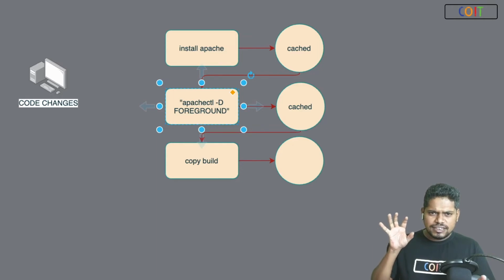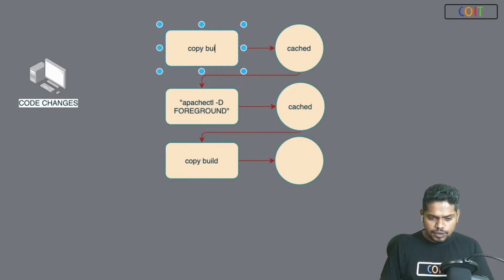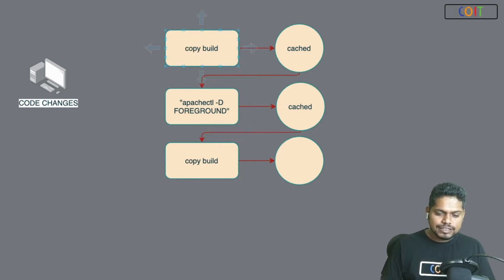Whatever doesn't change a lot, you do in the beginning steps. Whatever changes a lot, you make the last steps. Only then will the caching be efficient. Let's assume first you are doing the copy build operation. The build folder has changed, so the copy build operation will be executed and the image gets cached.